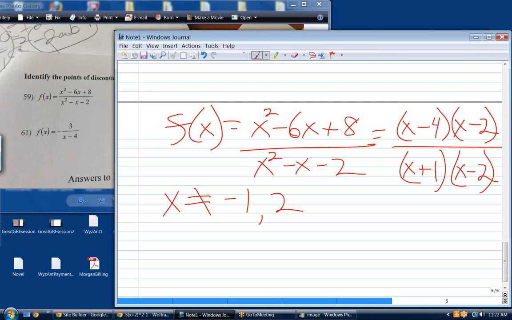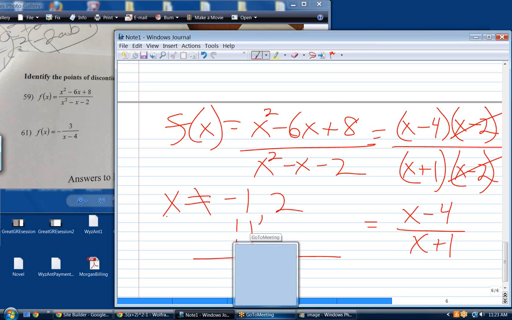Now, we don't know yet whether those are going to be vertical asymptotes or holes. They're going to be one or the other. So the next step is to cross out what we can cross out. We're left with x minus 4 over x plus 1. Can't simplify that anymore at all. So now, where are our vertical asymptotes? First step. -1.